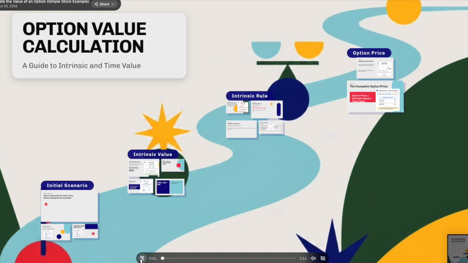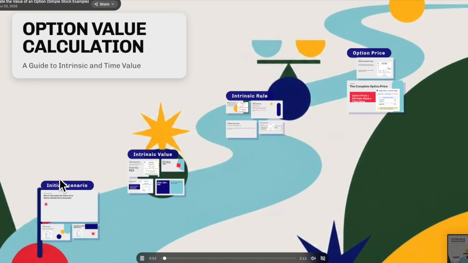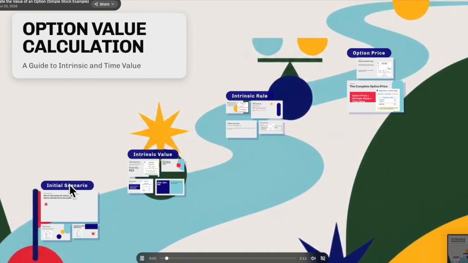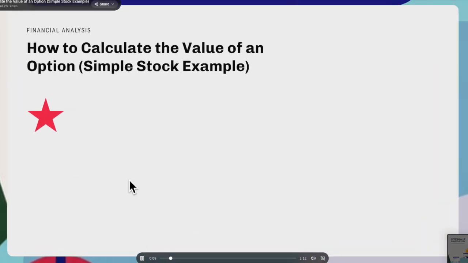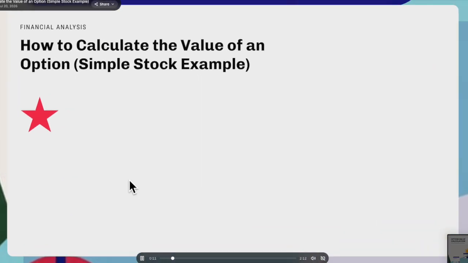The value of an option involves understanding two main components. We will start with a simple stock example. This guide walks through the calculation of an option's worth using a basic scenario.